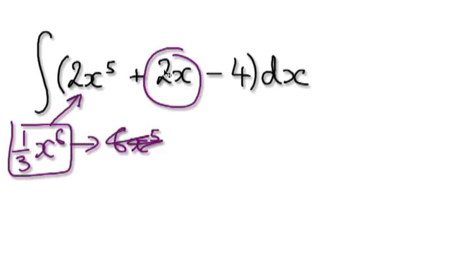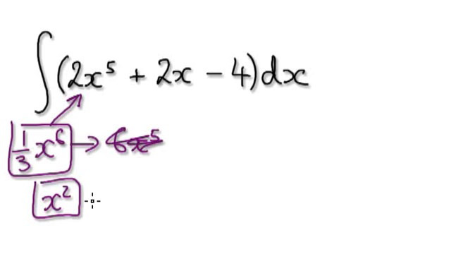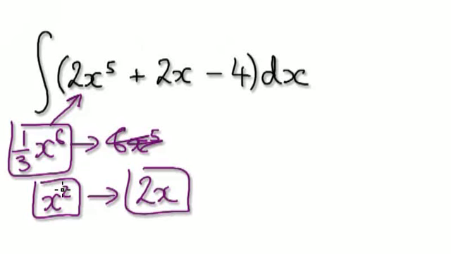Now looking at this, we will need to think of something that when you differentiate it, it will give you x to the power of 1. Let's try x to the power of 2. Okay, this could be our first guess here. Differentiate this, it will give you 2x. Oh, we didn't need to make any adjustments. So this here is good. So this here would be for this.